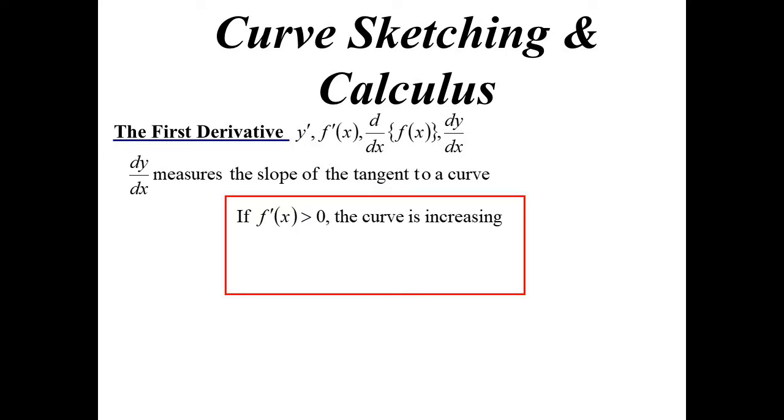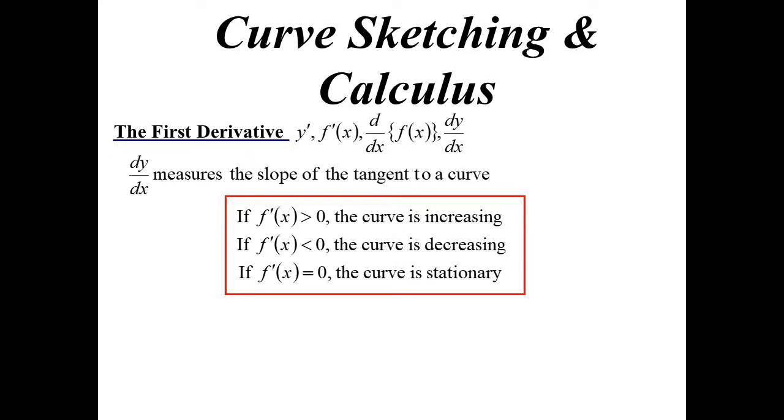So some key things. If we sub a number in and we find that the derivative is positive, then we know the curve must be going up, it's increasing. And if we sub it in and we get a negative number, we know the curve's going down, it's decreasing. And probably the most useful one of them all is if it turns out to be 0, we know the curve's not going up, it's not going down, it's stationary. And that's very useful for finding those turning points.